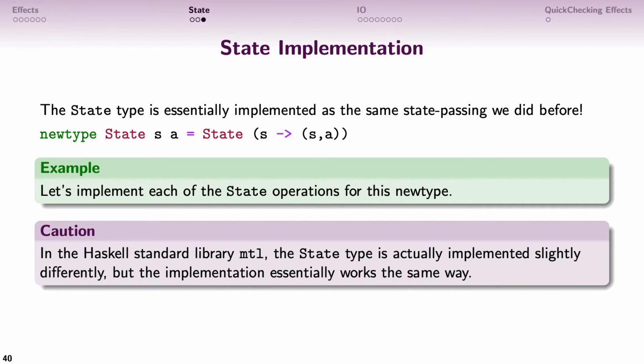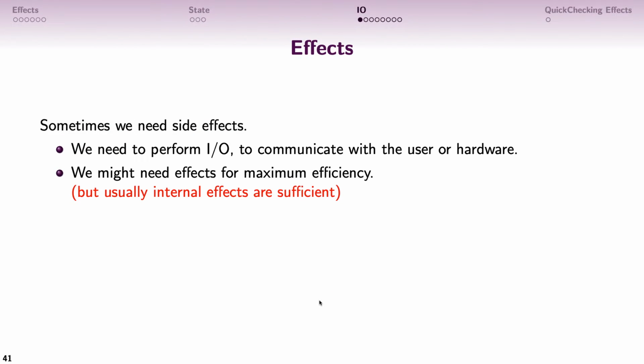So the next one I want to discuss is when we actually do want to do some effects. This is a situation where we might want to perform some I/O to communicate with the user, or do things that have meaningful impact on the world. The other reason we usually want effects is if we need absolute maximum efficiency by going lower down to the level of hardware. Usually we can get away with internal effects only there, but sometimes you need to use some serious low-level bit mangling to get the maximum efficiency out of your program, and then you have to resort to doing some effects.